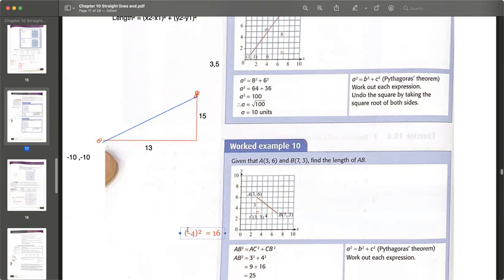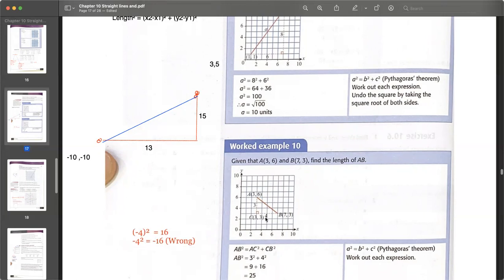Just with this one here, if you use this way, there might be a little bit of room for error, because some students might type this in the calculator and get negative 16, which is wrong, because length cannot be negative. So if you do it this way and get negative 16, it will disrupt the whole thing, and your answer will be incorrect.